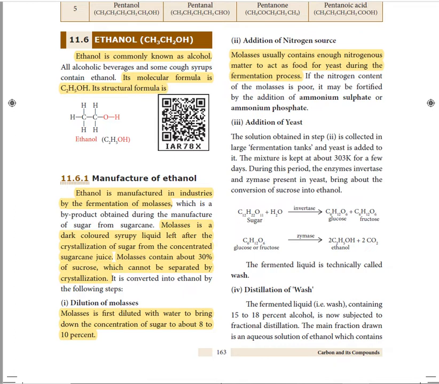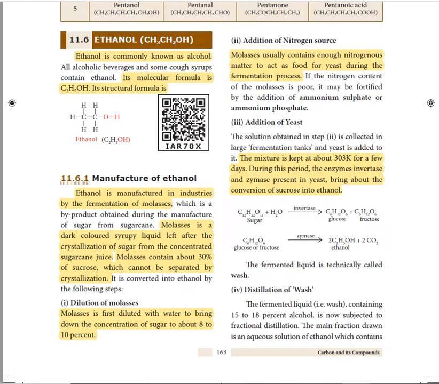After the solution goes into the fermentation tank, yeast is added to it. The mixture has to be kept at about 303 K for a few days. During this process, the enzymes invertase and zymase, you see the names ending in ASE, bring about the conversion of sucrose into ethanol. They bring about the changes, complex into simpler: sugar into glucose and fructose.